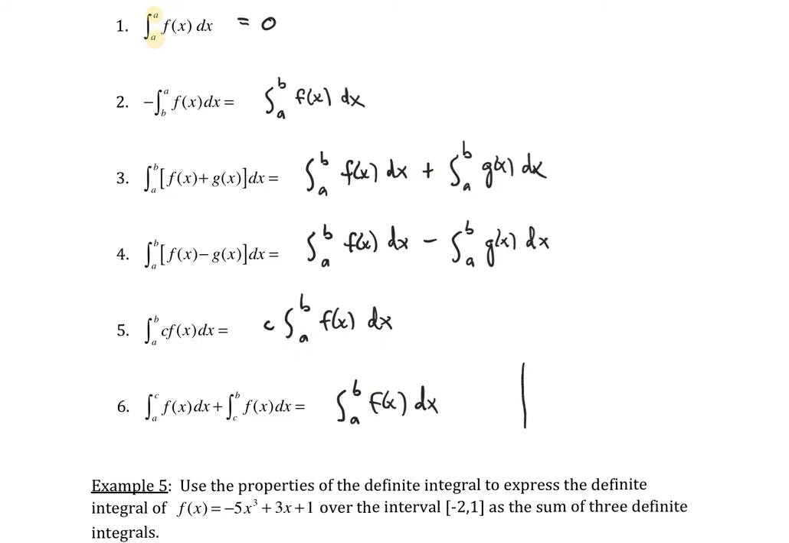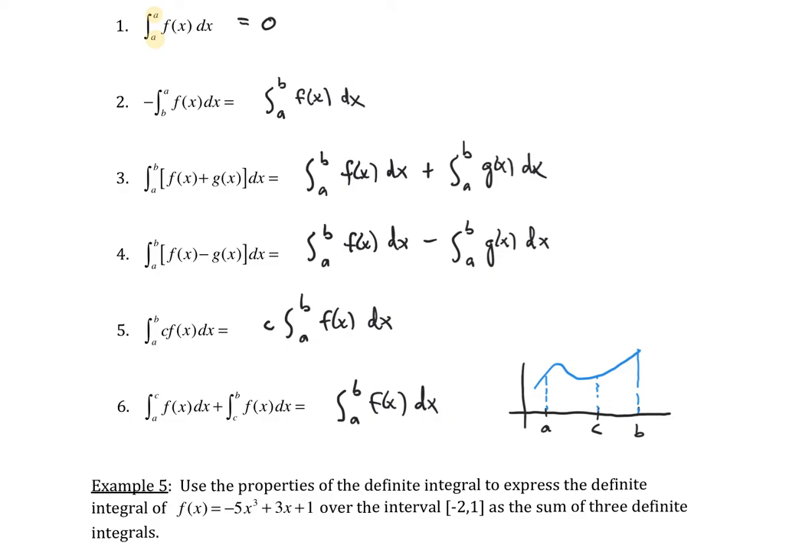Let's say that you have a set of axes like this, and here's A, and here's B, and here's C, and our function, something that looks like this. What we're saying is that you can find the area from A to C first, and then find the area from C to B, and that total area would be the sum of those two areas.